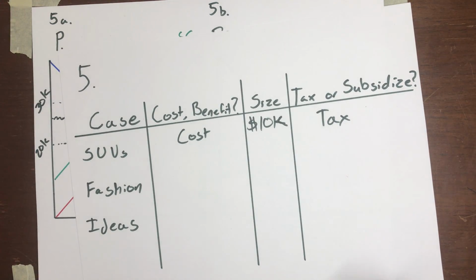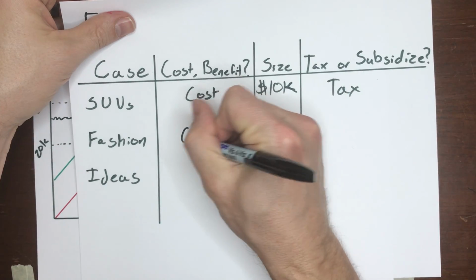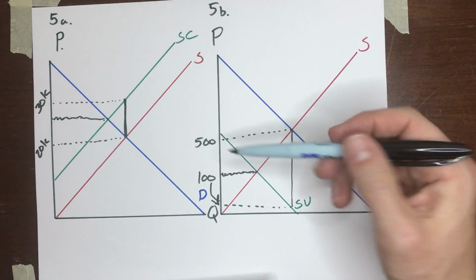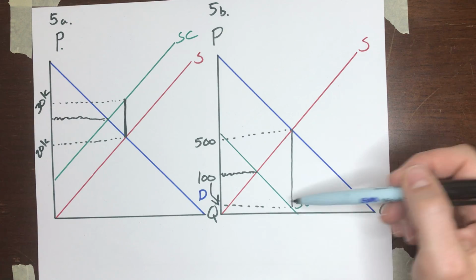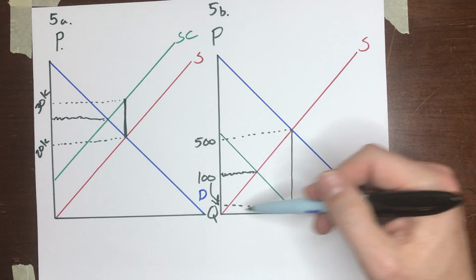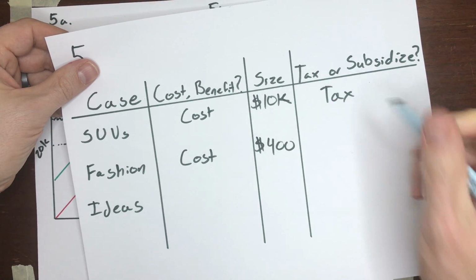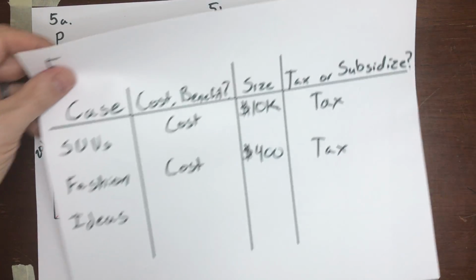All right, so that is the story that could make sense of that. Going back to our table, is it a cost or benefit? It's a cost, an external cost. What is the size? Well, it's going to be the $500 private benefit minus the $100 social benefit. So the cost is $400. And should you tax or subsidize it? Tax.